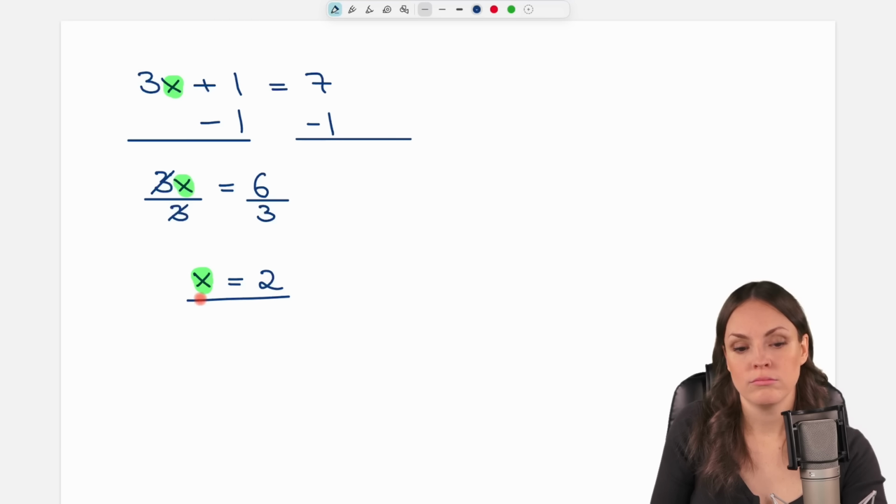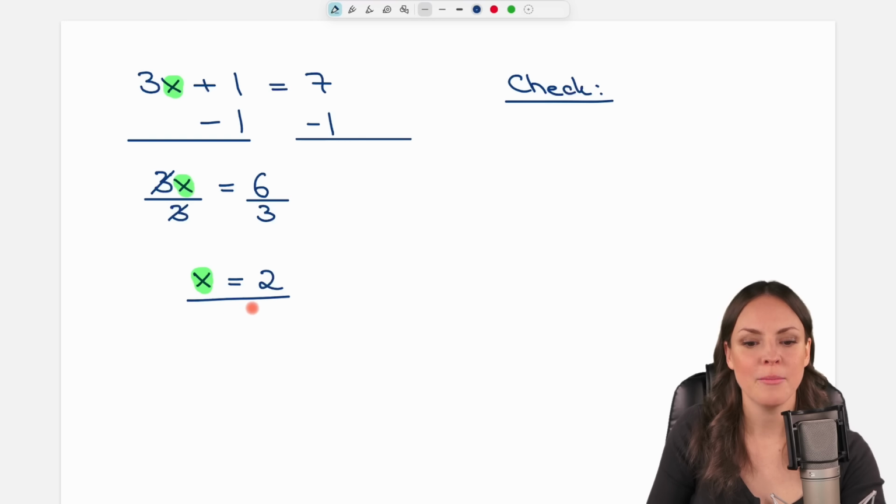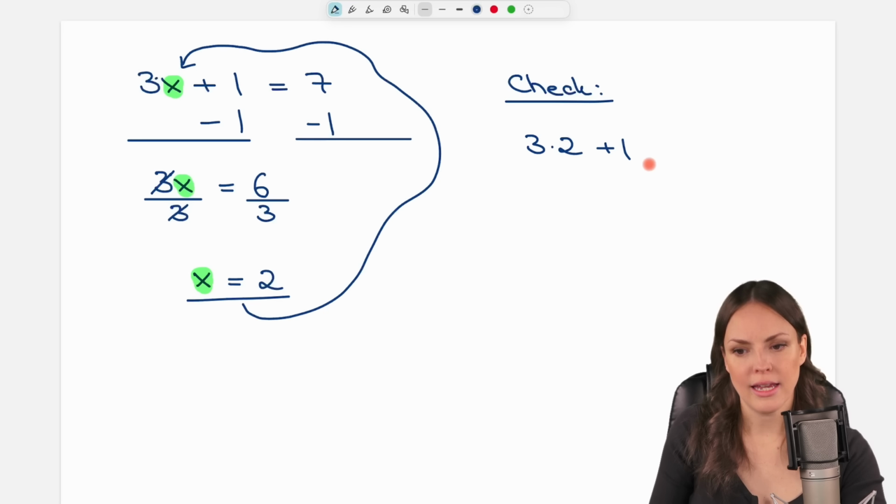And if you want to know that you made everything correctly, you can always check your result at the end by taking your number and inserting it for your x here, and then check if this equation is true. So let's do that. We have 3 times x, so 3 times, and for our x we're going to insert 2, and then we have the plus 1. Let's calculate this and let's see if that's the same thing that we have on the right side.